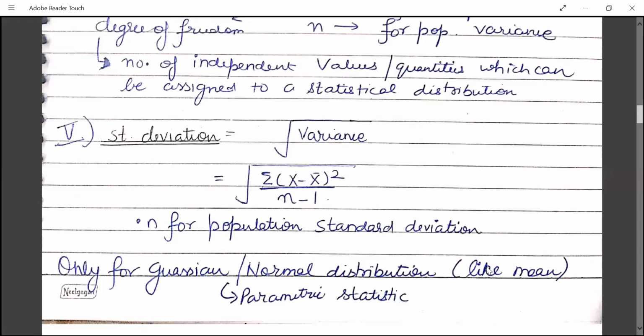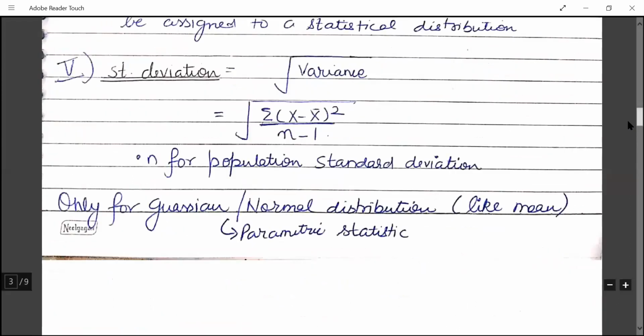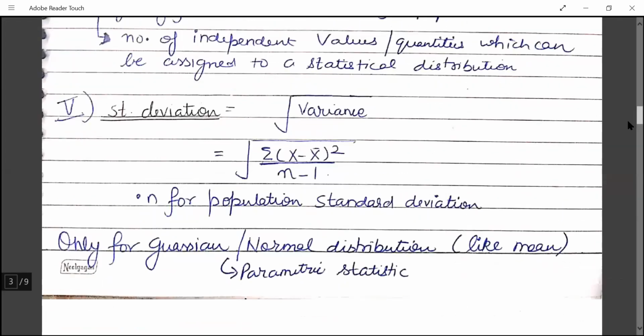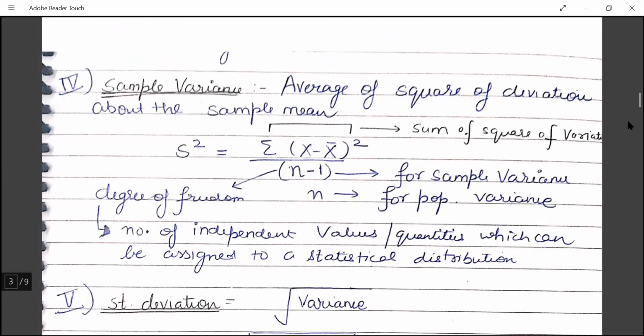So let us see these notes once. Standard deviation is the square root of sigma (x minus x bar) squared divided by n minus 1, and it is only for Gaussian or normal distribution. As we have said that standard deviation depends upon the mean, it is a parametric test, so it depends upon Gaussian or normal distribution. Variance is just the square of the standard deviation, the average of the squared deviations about the sample mean.